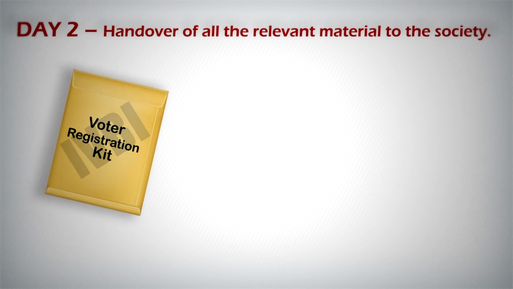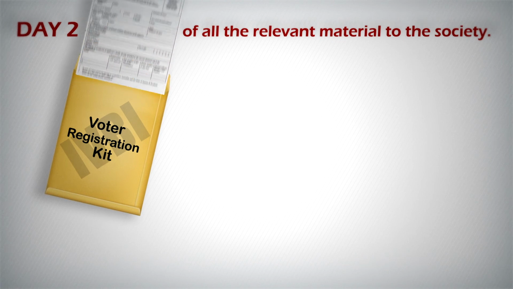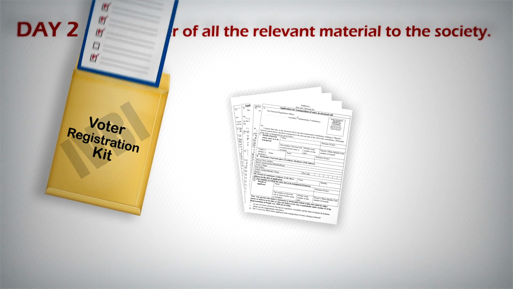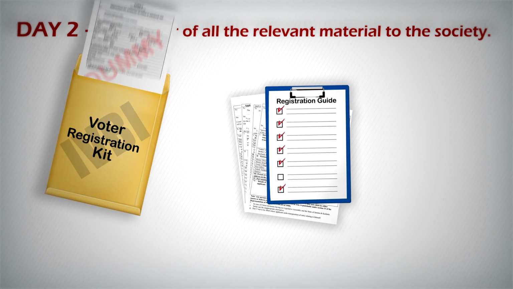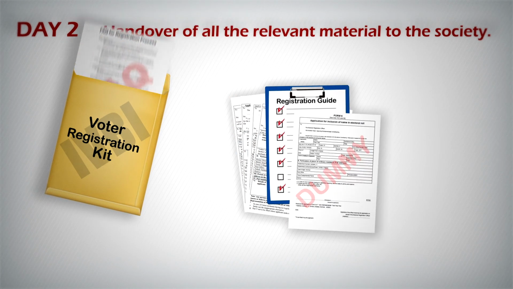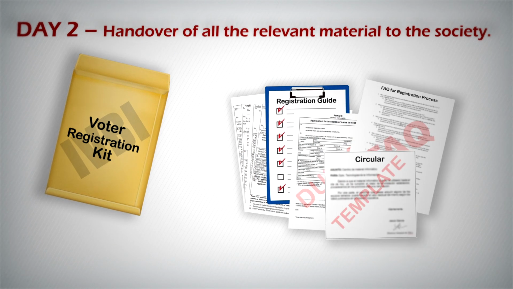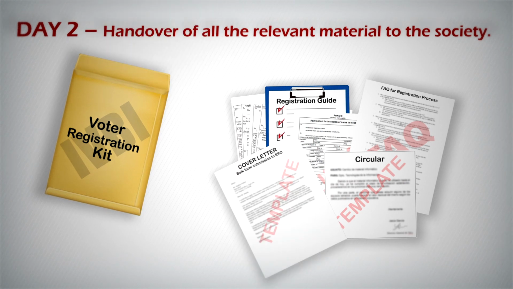Day 2. Handover of all the relevant material to the society. We will compile an IVBI packet with the following documents. First, registration forms 6, 7, 8 and 8A. Second, voter registration guide. Third, dummy forms. Fourth, frequently asked questions. Fifth, template for a circular that will be sent to residents. Sixth, template for covering letter to be sent to ERO for bulk submission of the forms.